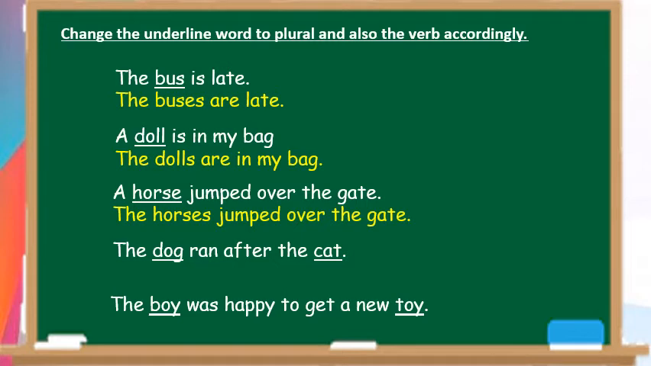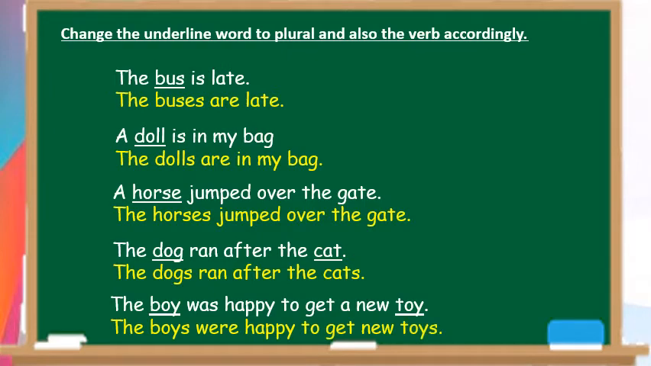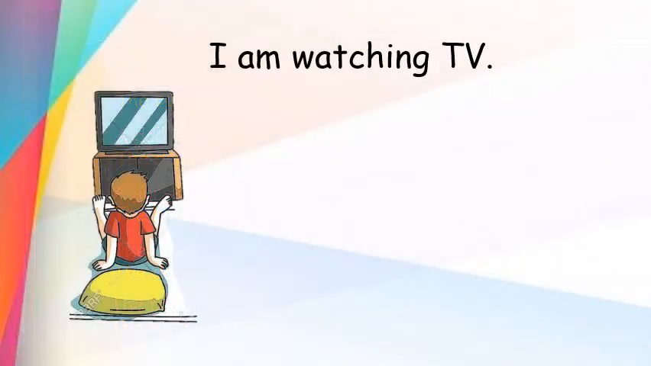The dog ran after the cat. The dogs ran after the cats. The boy was happy to get a new toy. The boys were happy to get new toys. We saw how the nouns and verbs change in a sentence from singular to plural.